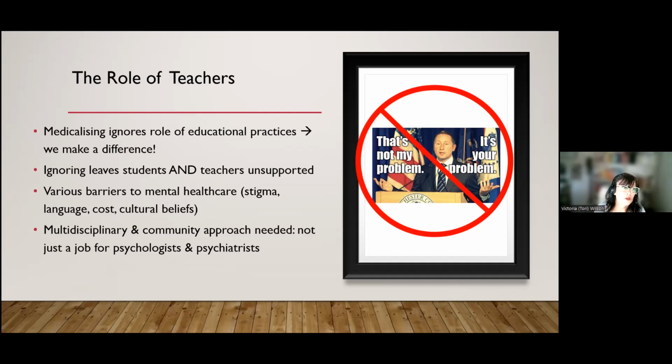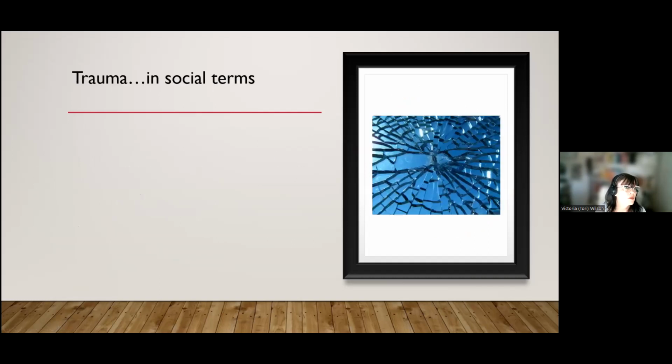Of course, we know that there are various barriers to mental health care, like stigma, the language, the cost, cultural beliefs, and also talking to a stranger about such things. And psychiatrists and trauma experts within psychiatry and psychology also agree that a multidisciplinary and a community approach is needed. It's not just the job of the mental health professionals, as our previous speaker was also talking about.